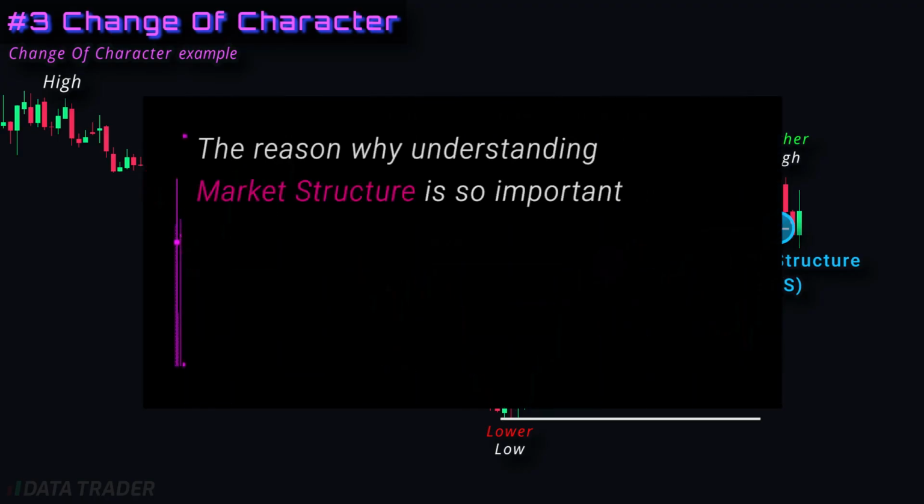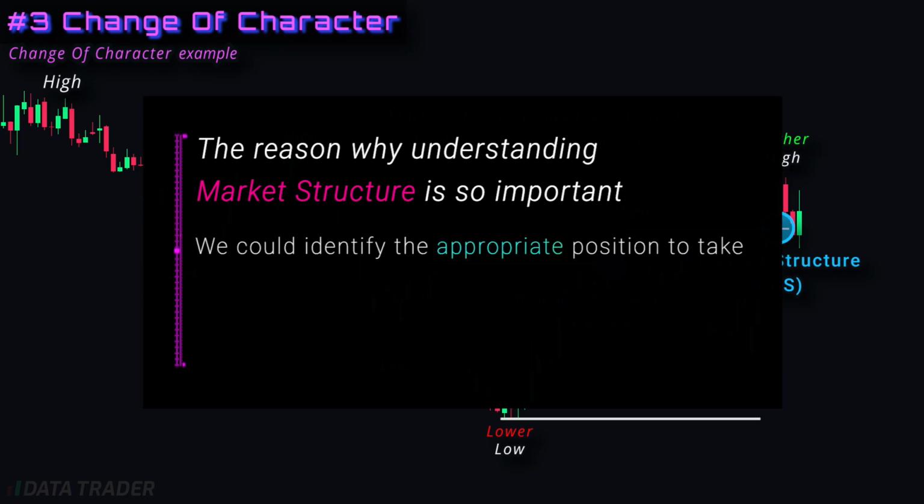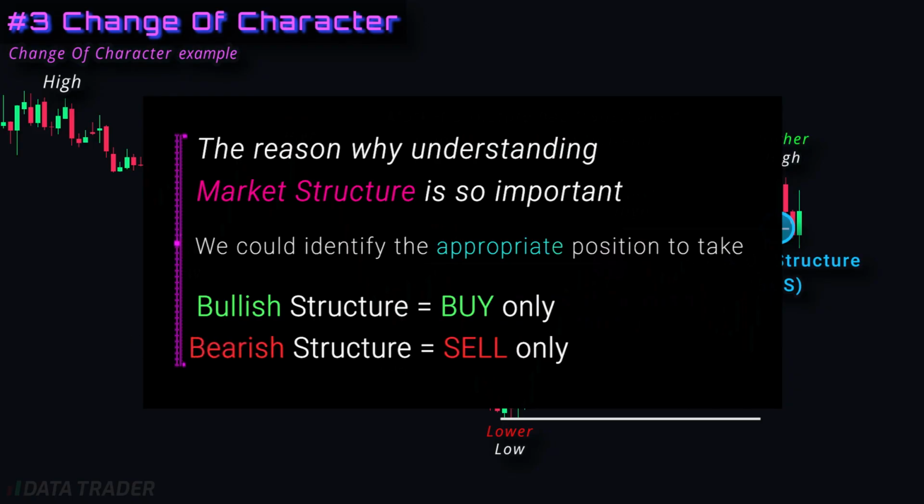Now, one of the main reasons why understanding market structure is so important is so that we can identify the appropriate positions to take, because we only take positions that are aligned with the current structure. So, if the market structure is bullish, then we're looking to take buy positions only. And if the market structure is bearish, we're looking to take sell positions only. So, now that we've mastered all the essential smart money concepts, let's see how we can implement this into our trading strategy.